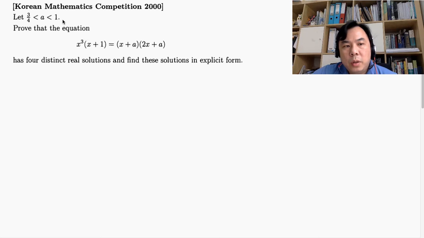Now we have been given a restriction here. This is one of the restrictions related to a. So now we just need to prove that the equation here has four distinct real solutions. This is the way we go about proving that. First of all, we're going to expand both sides. So we have, we'll get this one here.